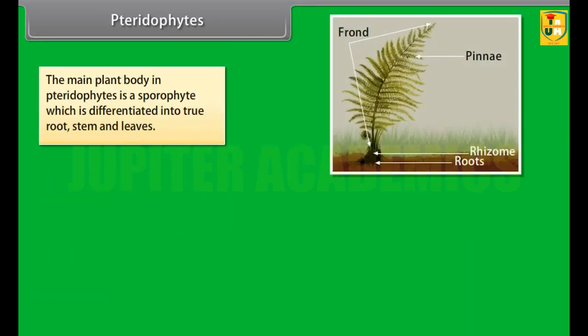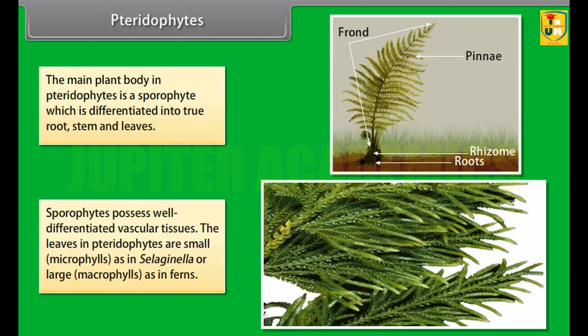The main plant body in pteridophytes is a sporophyte, which is differentiated into true root, stem and leaves. Sporophytes possess well-differentiated vascular tissues. The leaves in pteridophytes are small, microphylls as in Selaginella, or large, macrophylls as in ferns.